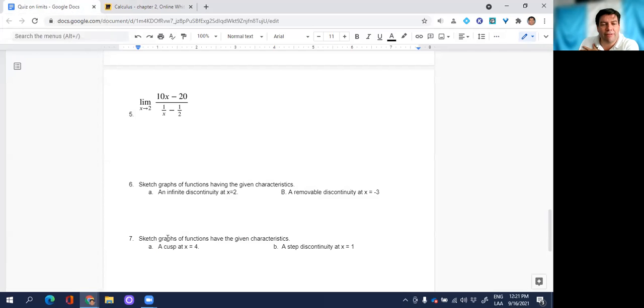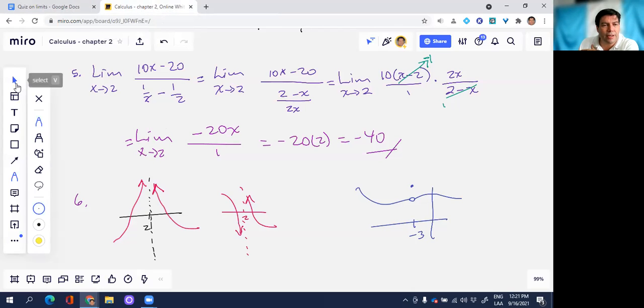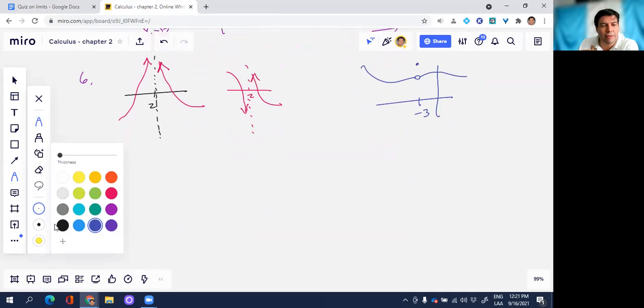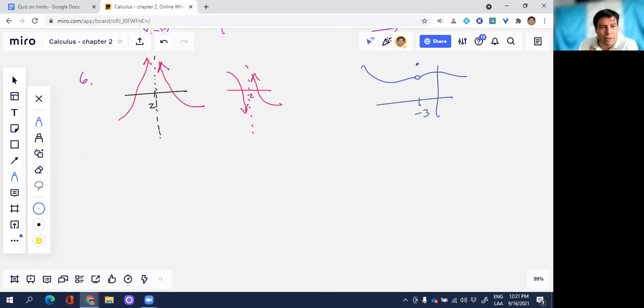Okay, number 7. Same type of question, a cusp at 4. A graph with a cusp at 4. A cusp there, and just make sure that it's at 4. So it's 4. That's where the cusp is. Does it have to be up and down? No, it could have been like this, or it could have been like, well, and then going up and then more up. I mean, as long as here is 4.